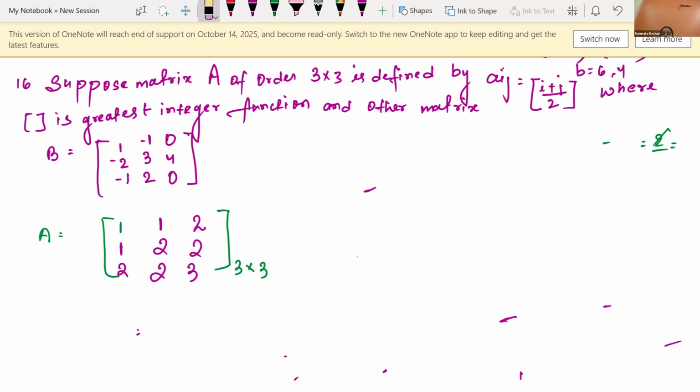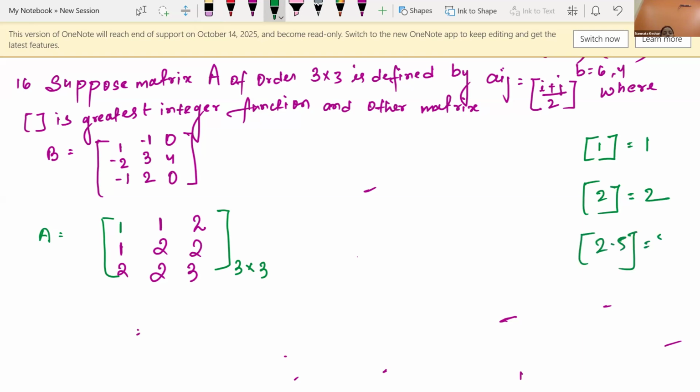Okay. You can write the greatest integer function for 1, it's 1. For 2, it's 2. For 2.5, it's just 2. For 1.5, it's just 1. For 3, it's just 3. If you write this data, it will help you find the final answer, right? And you should have clarity also that we are taking the integer which is nearest, or maybe equal.